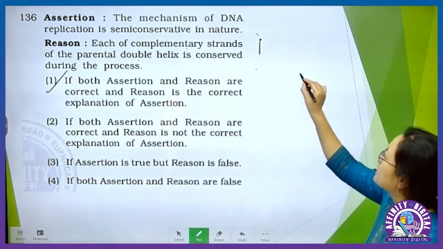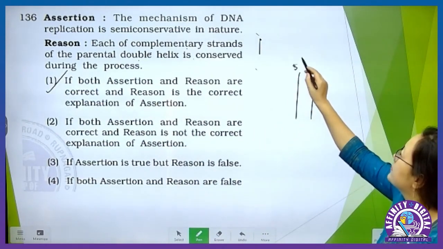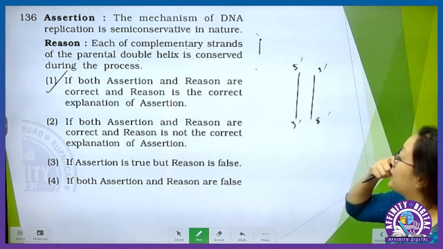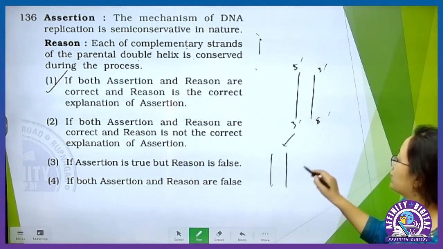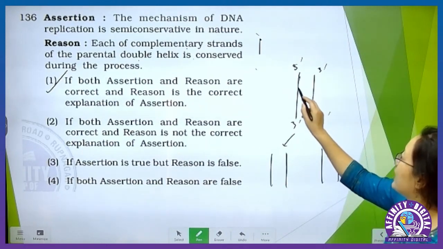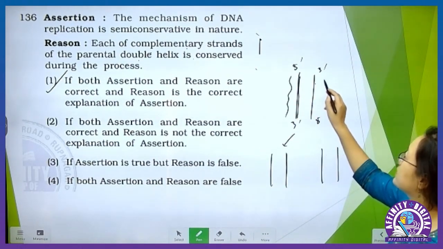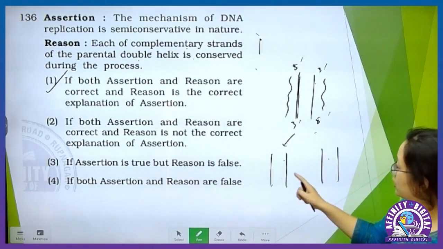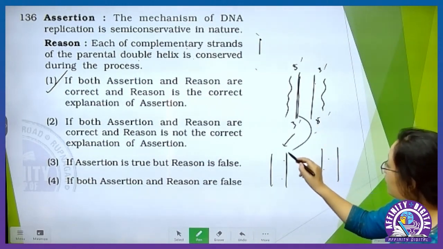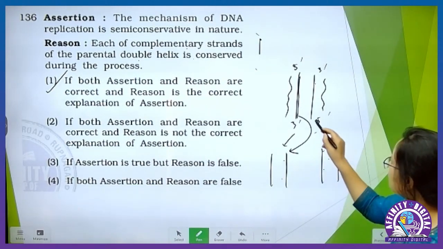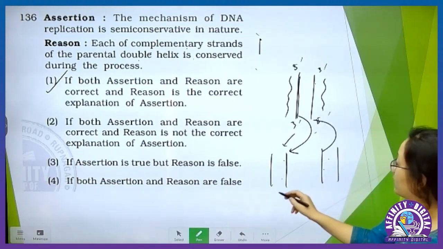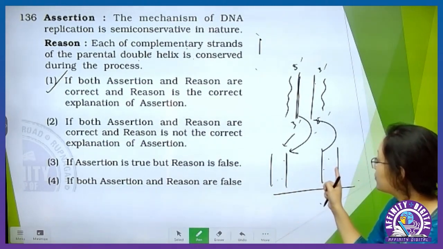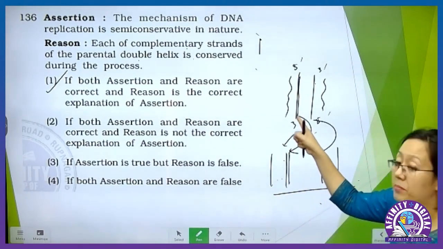This is one strand of DNA, 5 prime, 3 prime, 3 prime, 5 prime. When it replicates, it will form two strands. From this parental strand, it will form another strand, and from this one, another daughter strand. So two strands will be formed, and in these two strands, one strand comes from this parent and the other strand comes from the other parent strand. This process is called semi-conservative. In the two daughter strands, one strand comes from the parent.